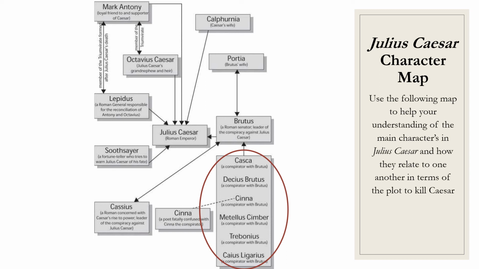So first we have Casca, then Decius Brutus, okay, not to be confused with the Brutus above. Then we have Cinna, Metellus Cimber, Trebonius, and Caius Ligarius. And these are going to be our group of conspirators who help to bring about the downfall of Caesar.